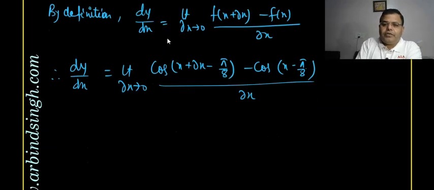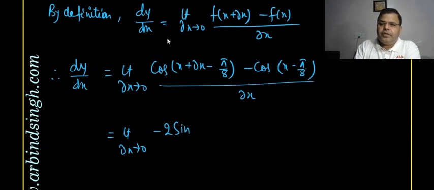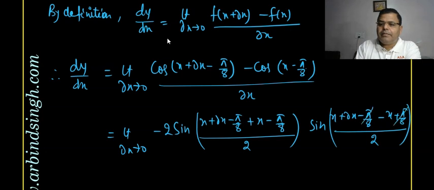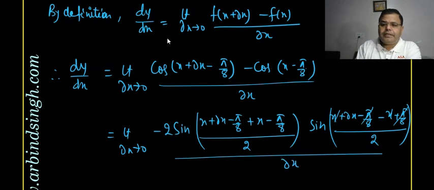Now cos c minus cos d will be minus 2 sine of (c plus d) by 2 into sine of (c minus d) by 2. So (x plus delta x minus pi by 8 plus x minus pi by 8) whole divided by 2, and (x plus delta x minus pi by 8 minus x minus pi by 8), so it will be delta x divided by 2. So pi by 8 cancels, x and x cancel. And now the whole thing is divided by delta x.